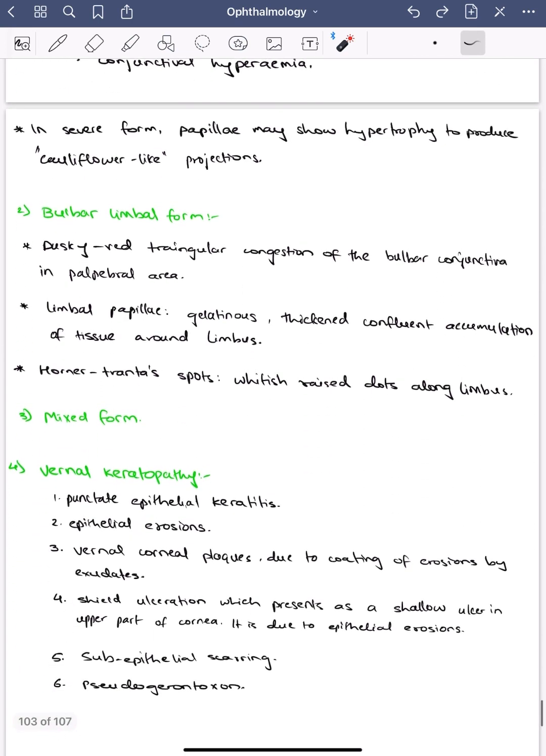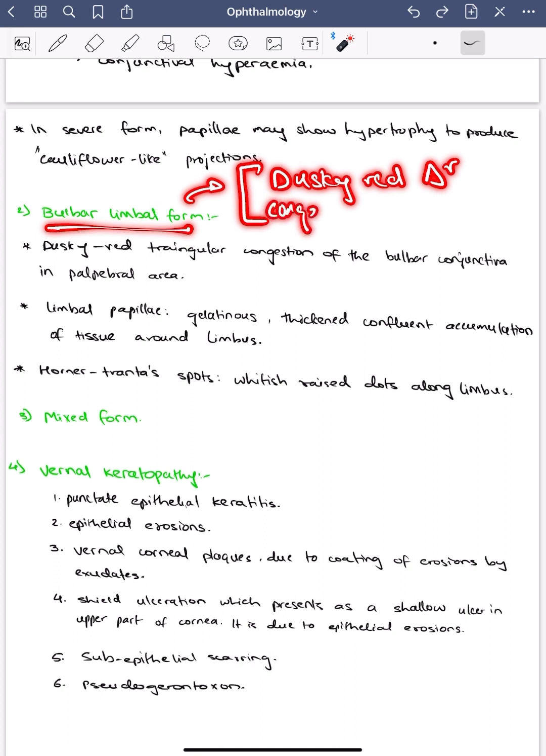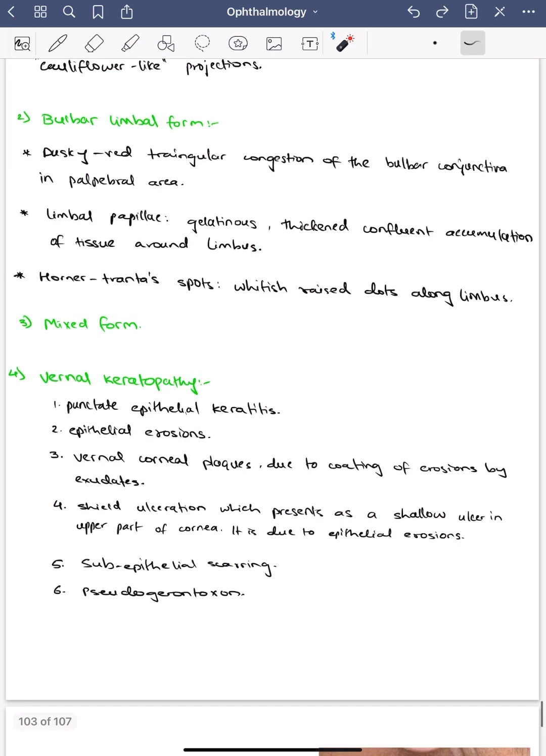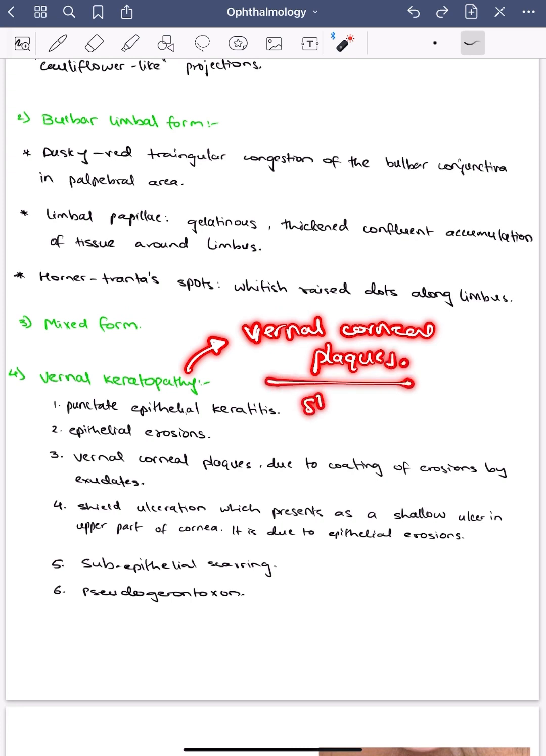Now, the important features of the bulbar limbal form are the presence of dusky red triangular congestion, presence of limbal papillae, and finally the presence of Horner-Tranter spots. And then we discuss the mixed form, where there are combined features of both the bulbar form and the palpebral form. And finally we discuss the vernal keratopathy, and the important features under vernal keratopathy are the presence of vernal corneal plaques and the shield ulcer.